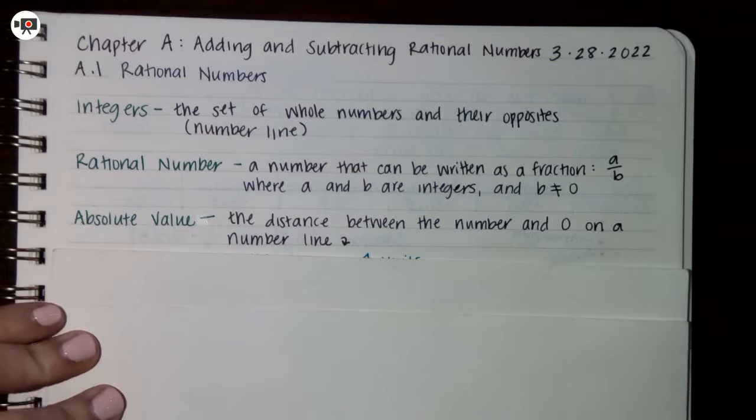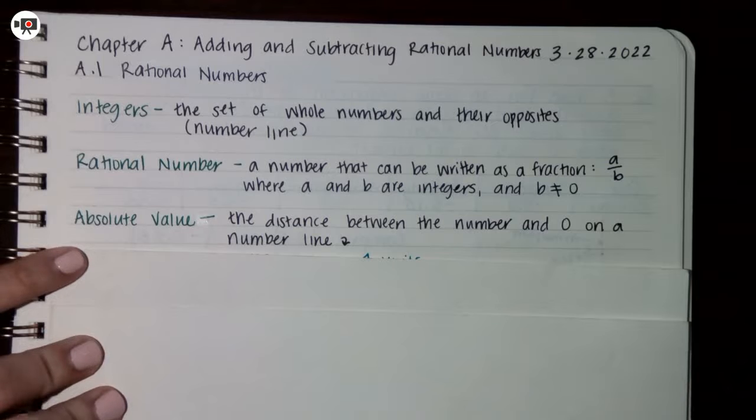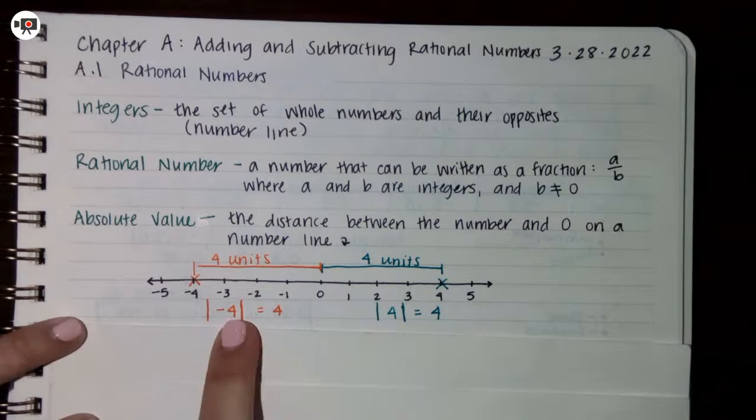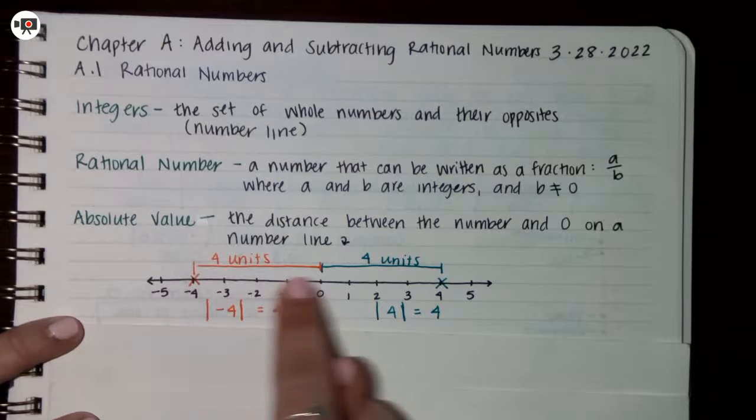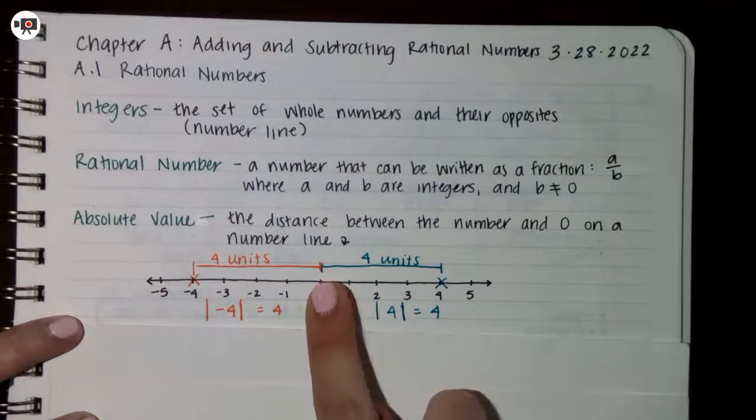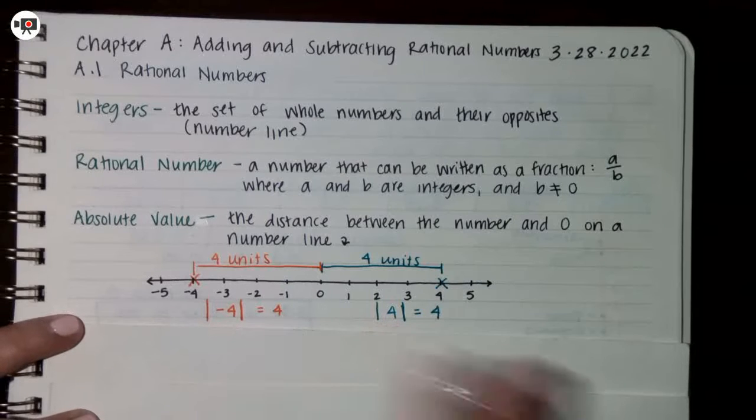And then we have the absolute value, which is the distance between 0 and your number on a number line. So I'm looking at the absolute value of -4. That's 4 units away from 0, and the absolute value of 4 is also 4 units away. So it takes whatever's inside these and makes it positive.